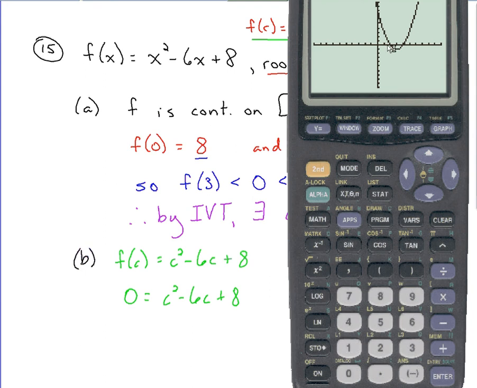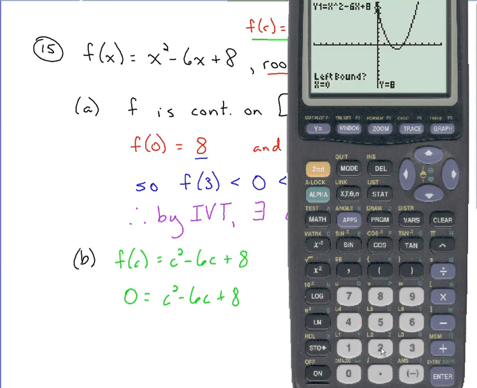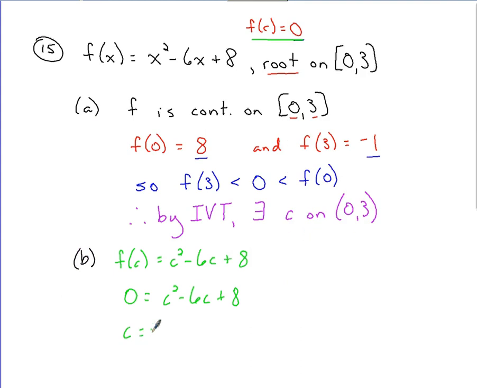Now, it should be obvious what c is, right? But in case it is not, what we do is second trace, we hit item number 2 for 0, and we line up to the left of this point we're trying to find. We line up to the right of that point we're trying to find. Enter one more time, and we find the 0 is 2, so c would equal 2.